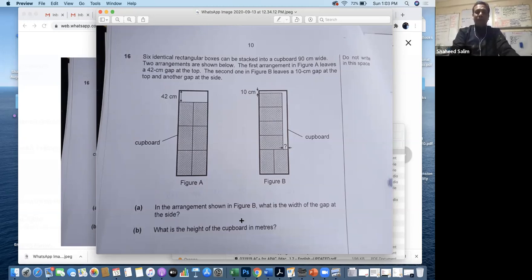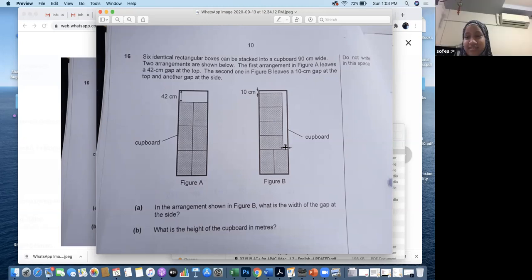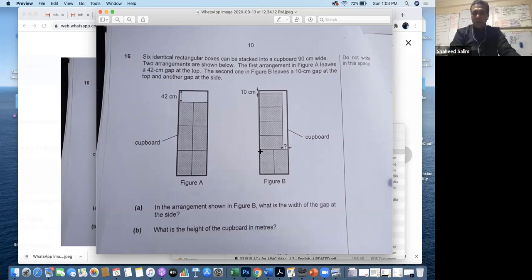The question is asking you what is the gap here? If you know this whole thing, they tell you it's 90. So if you know the length, take 90 minus the length, you get this gap. That is the answer for A. So I need to find out what is the length of this. So how do I find what the length is? Okay, let us find the breadth first. The breadth, this whole thing is 90 cm. That's what the question says. The cupboard is 90 cm wide.